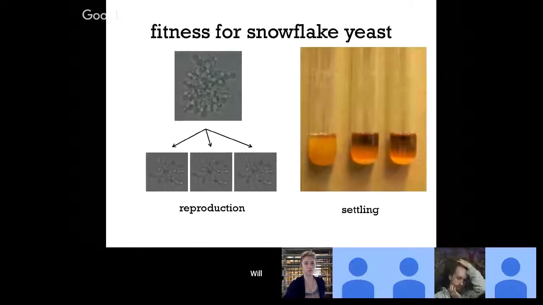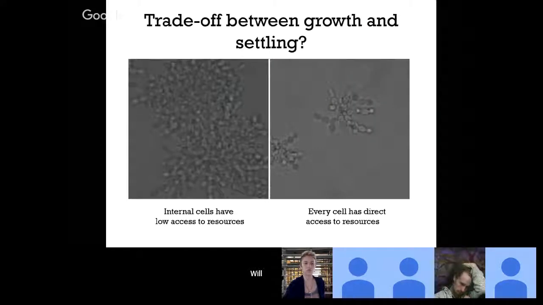Otherwise, they are killed during our settling selection assay, and that happens at the very end of the day after 24 hours. So in fact, these are snowflake yeast from time 0, early snowflake yeast, and snowflake yeast that have adapted for, I don't know, 2 months. You can see differences in their average rate of settling. Now, it turns out that there are probably trade-offs between these two traits. If you want to be fast settling, then it pays to be big. But if you're big, nutrients don't diffuse in very quickly. So internal cells may not be dividing much, so you may grow slowly. If you're small, you don't settle fast, but every cell has direct access to resources.